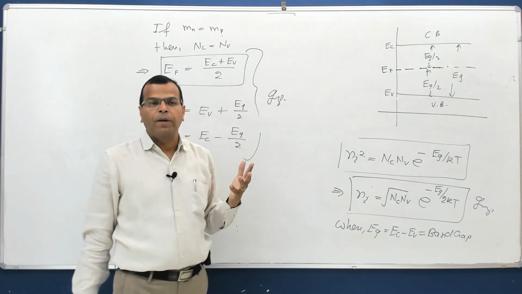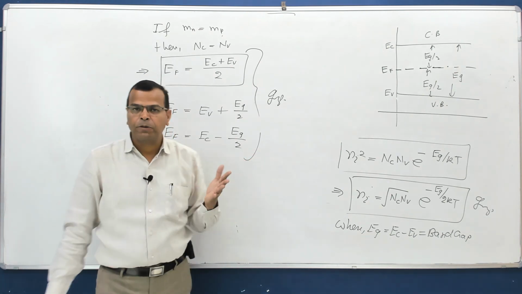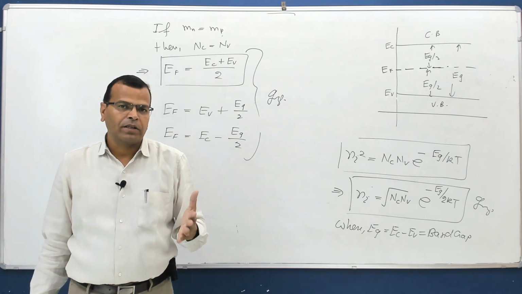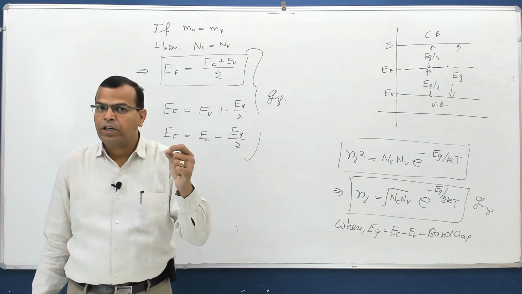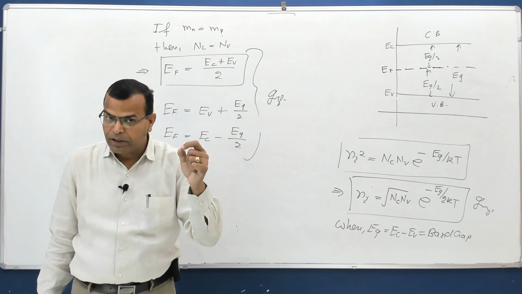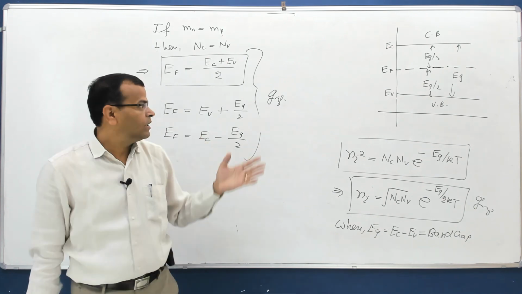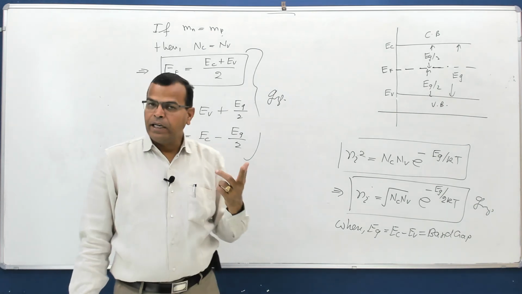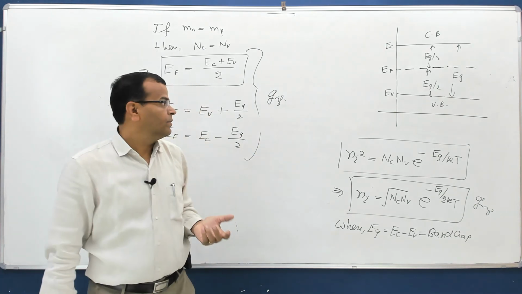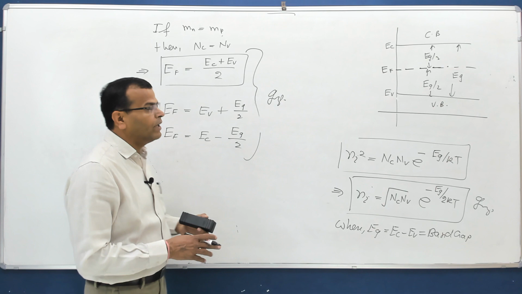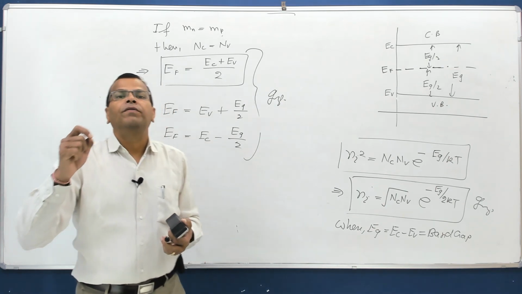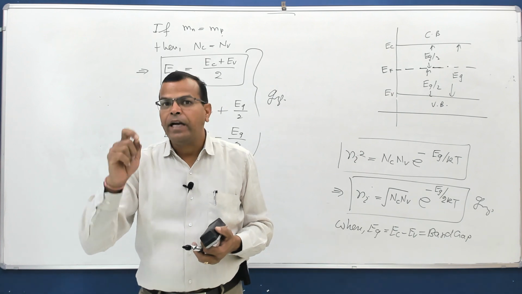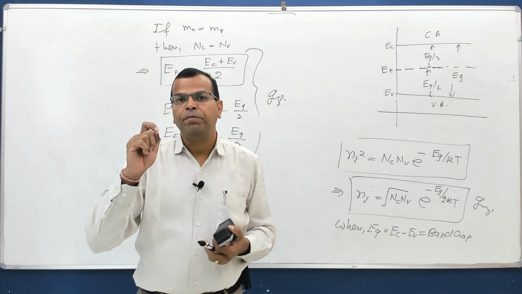I hope this topic is clear to you, how to derive the expression of Fermi level in case of intrinsic semiconductors. That can be one conventional question in engineering services mains, or objective type question in engineering services prelims. GATE, there can be a 1 mark question, of course. So this is now the next topic we will see, the Fermi level in extrinsic semiconductors, that is N type and P type materials.